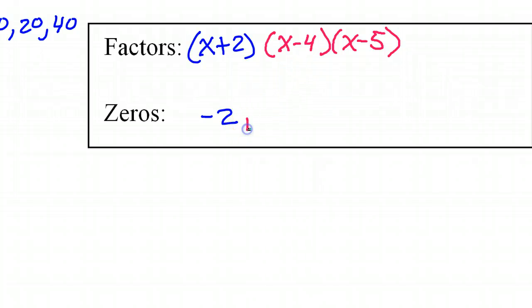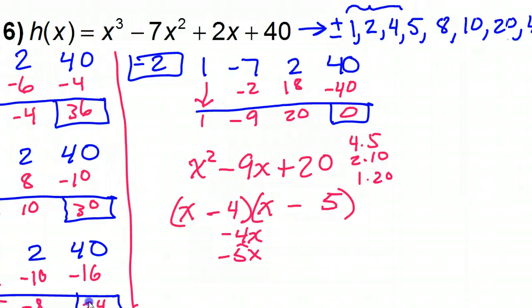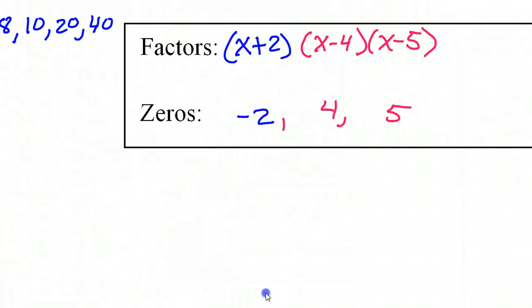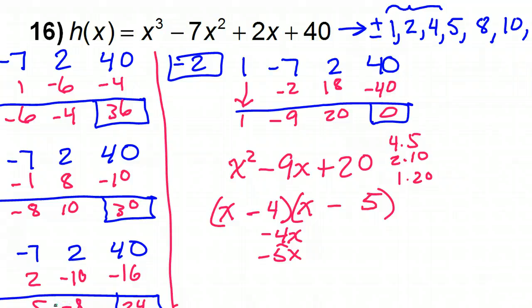Which translates into zeros of positive 4 and positive 5. And again, this was a cubic, so we know there should be 3. So we have all 3, so we're done. All right, so much for number 16. That took 4 guesses. That was the longest one.